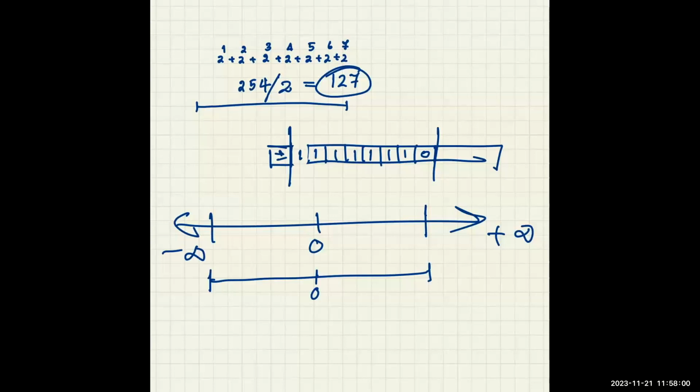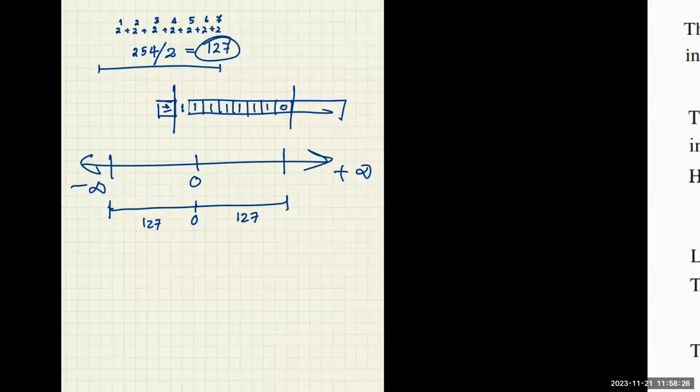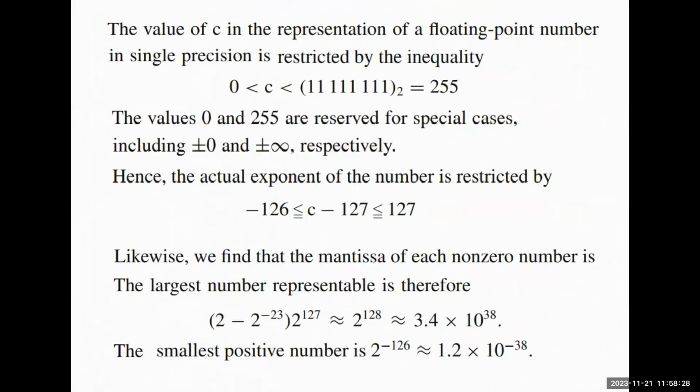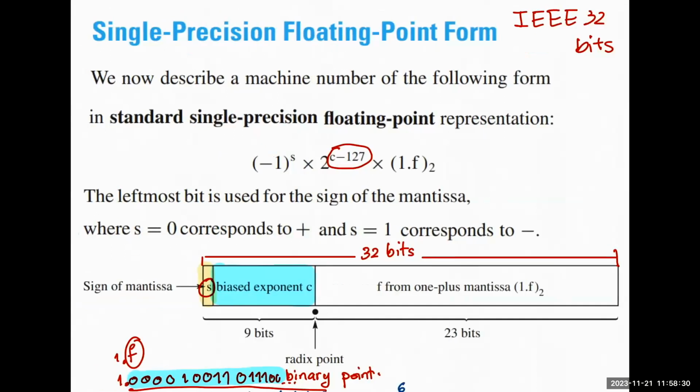If the number is greater than 127, it is going to be positive. If it's less than 127, it's going to be negative. So my exponent will go up to 2 to the power 127. Okay. 127. So I will store only the C part here.